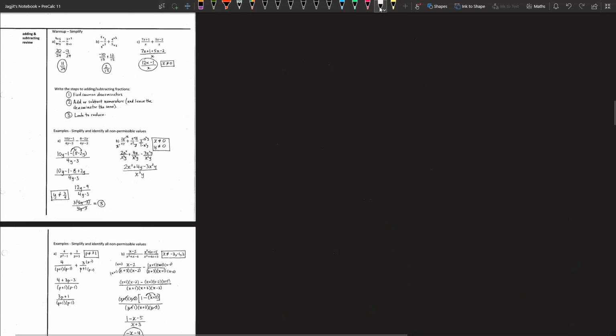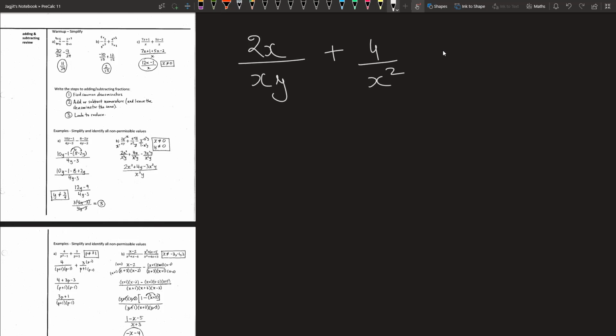So far, in all our questions, we had a common denominator. We had the same denominator, so my life was easy. Now it's not going to be the case. I've got 2x over xy plus 4 over x squared minus 3. And I want to simplify this expression.